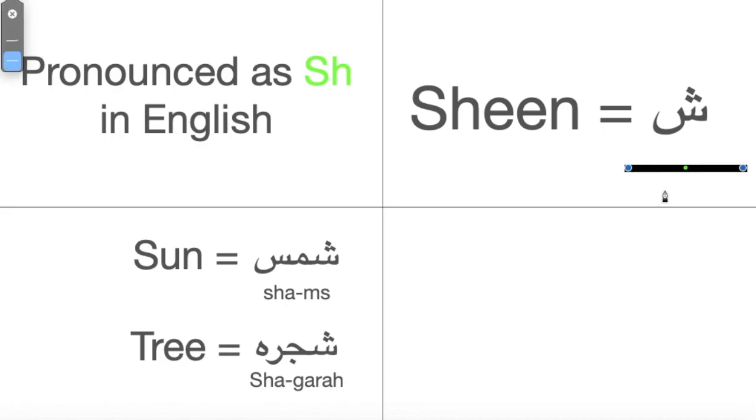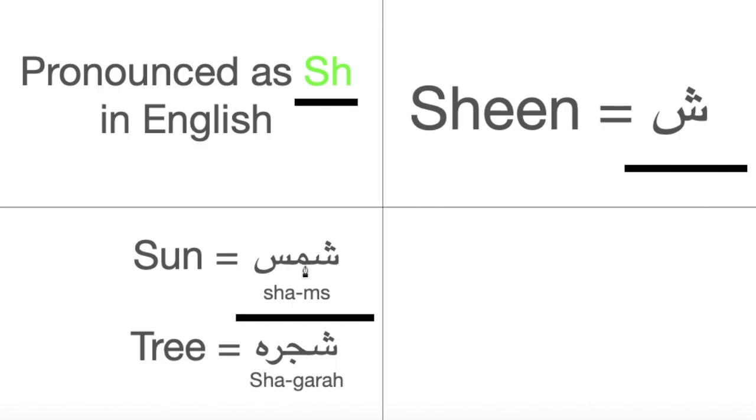Sheen. Pronounced as SH in English, as in shoes. Sheen as in Shams. Most of you know what Shams means. Shams means sun.